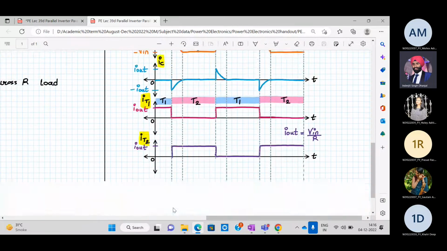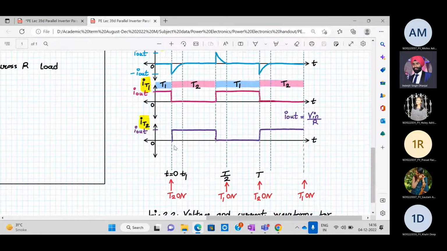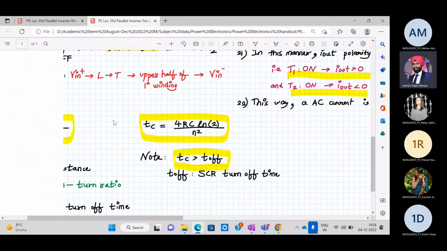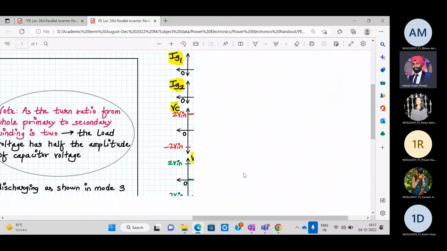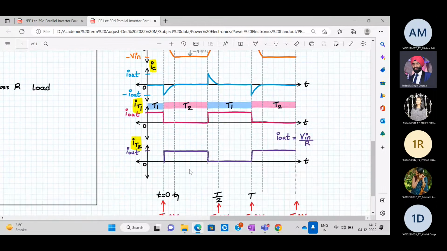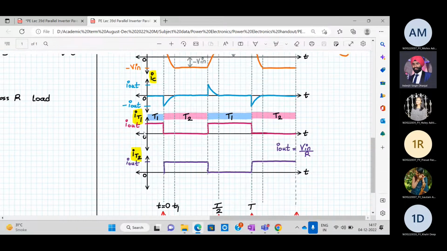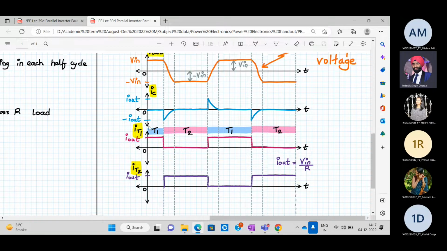Okay, this is at time t equal to 0. Remember I told you there is an inductor connected over here so that the current is constant. So I out current is constant. Here you see whenever a particular thyristor is on, the current flowing through it is constant. That's why it is connected over here. So IT1 and IT2 is very simple to draw.